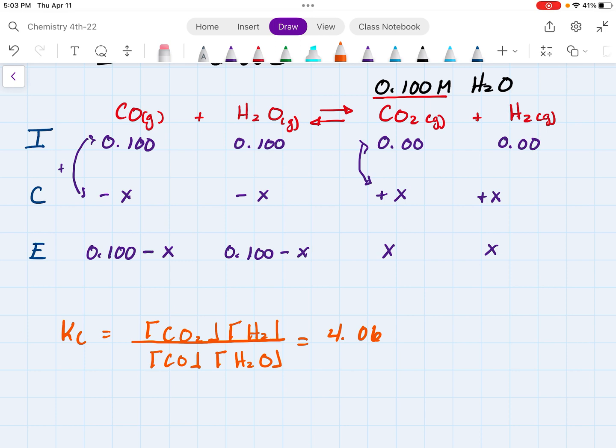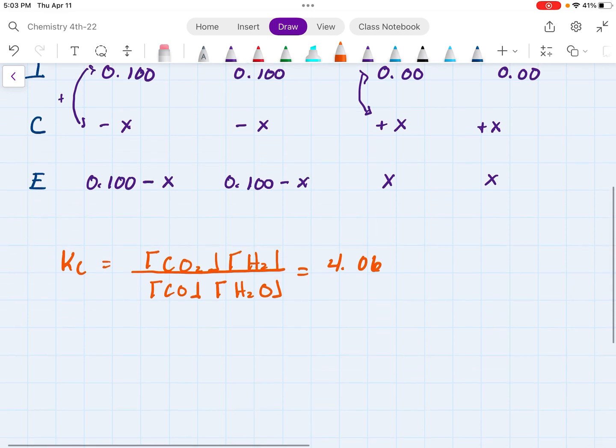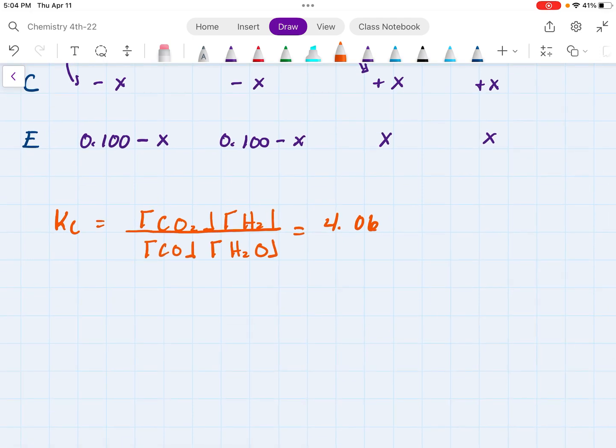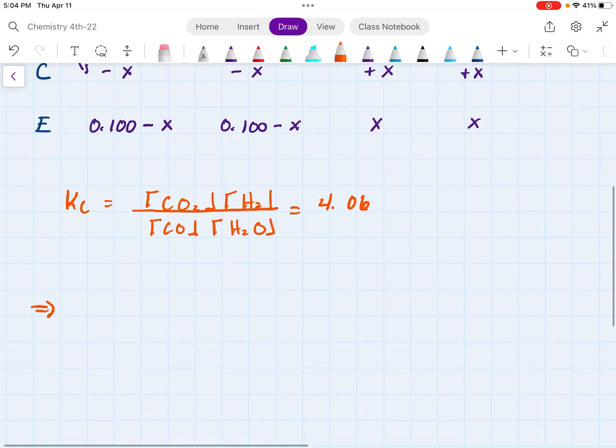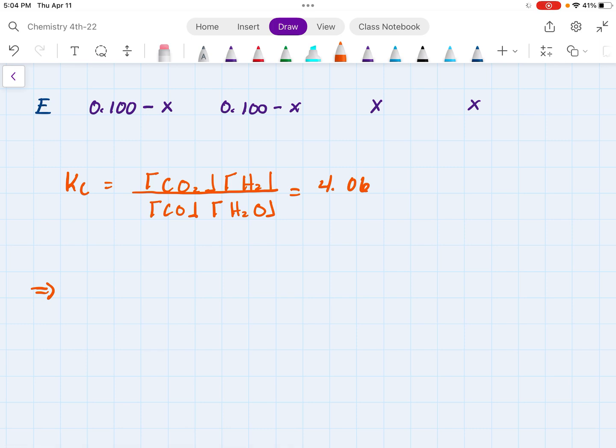So now that we know how our mass action equation is going to be set up, we can go through and plug everything in. Therefore, here's what we got. The concentration of the CO2 for what we know right now is x. The H2 is x.